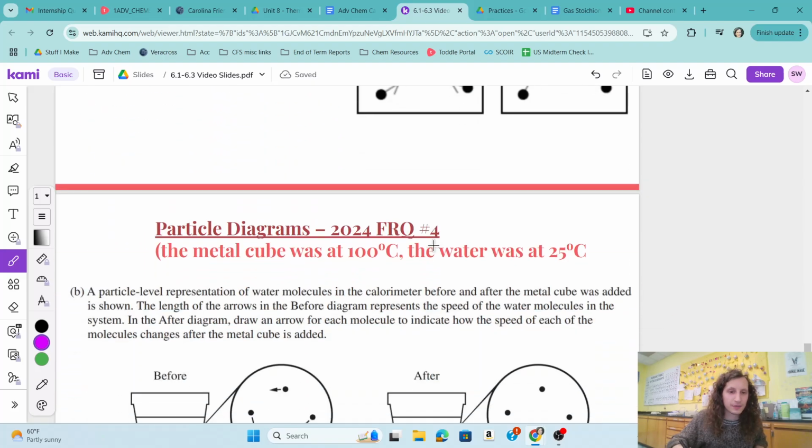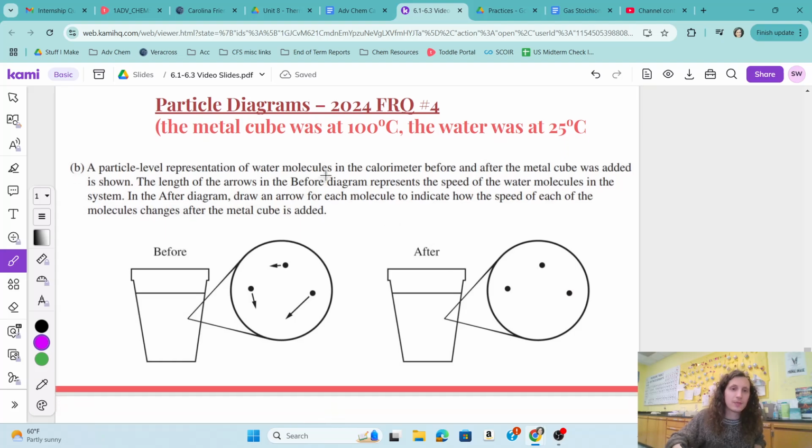So let's look at that FRQ because it was hilarious. The prompt was putting a metal cube at 100 degrees C into a cup of water at 25 degrees C. And they wanted us to look at before, here are the water molecules in the cup, before you've added the metal cube. And then after, we've put this really hot metal cube in there. That's Spencer's cube. Yep, pretty awesome.